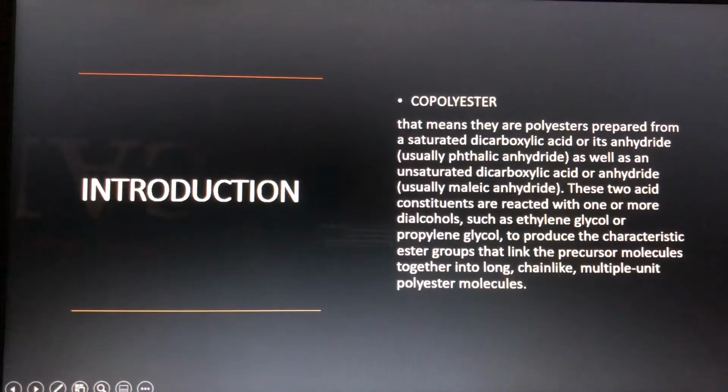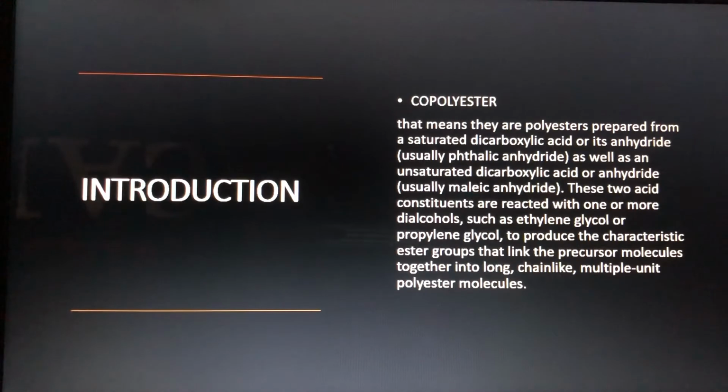What is an unsaturated polyester? It is a copolyester. That means they're polyesters prepared from a saturated dicarboxylic acid or its anhydride, as well as an unsaturated dicarboxylic acid or anhydride. These two acid constituents are reacted with one or more dialcohols, such as ethylene glycol or propylene glycol, to produce the characteristic ester groups that link the precursor molecules together into long chain-like multiple unit polyester molecules. These polyesters can also be used for many different applications, which we will talk about later.